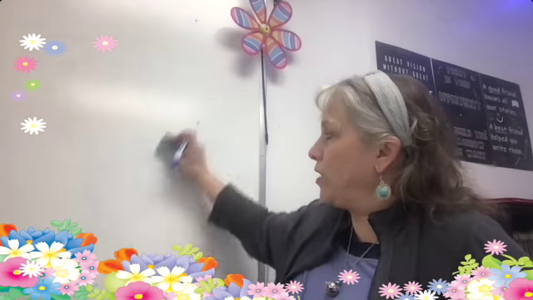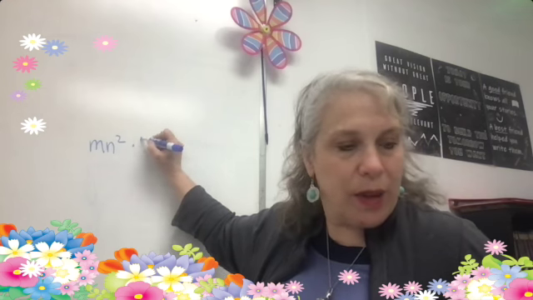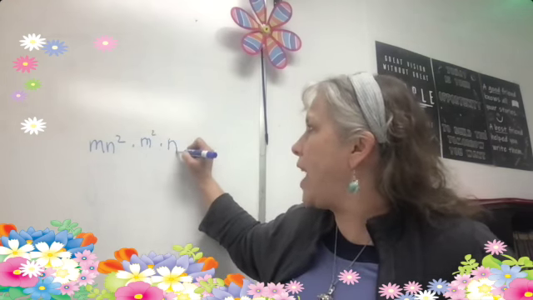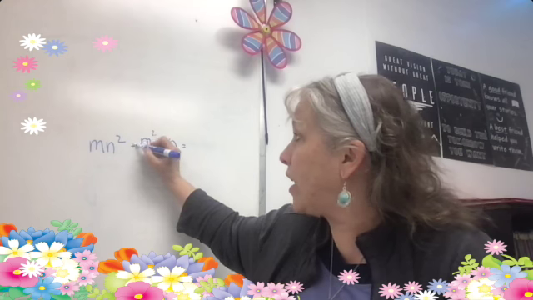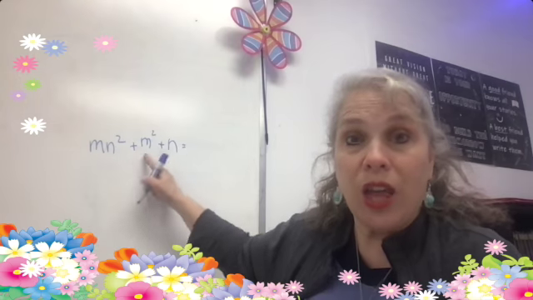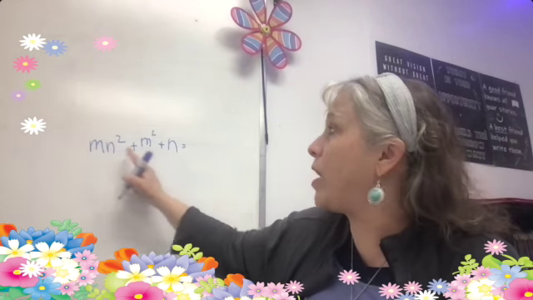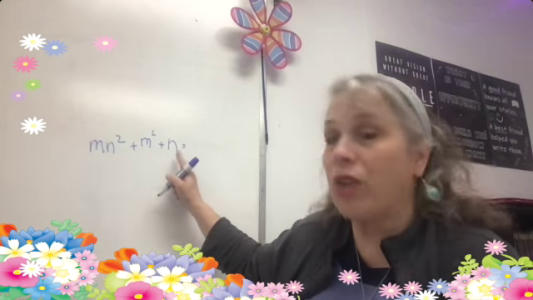I just want to do a little more complicated problem for you here. What if I had something like mn squared times m squared times n. Now if I had a plus sign here like this, I cannot combine these terms unless they are multiplied. With a plus sign, this is a polynomial, and this is also a trinomial.